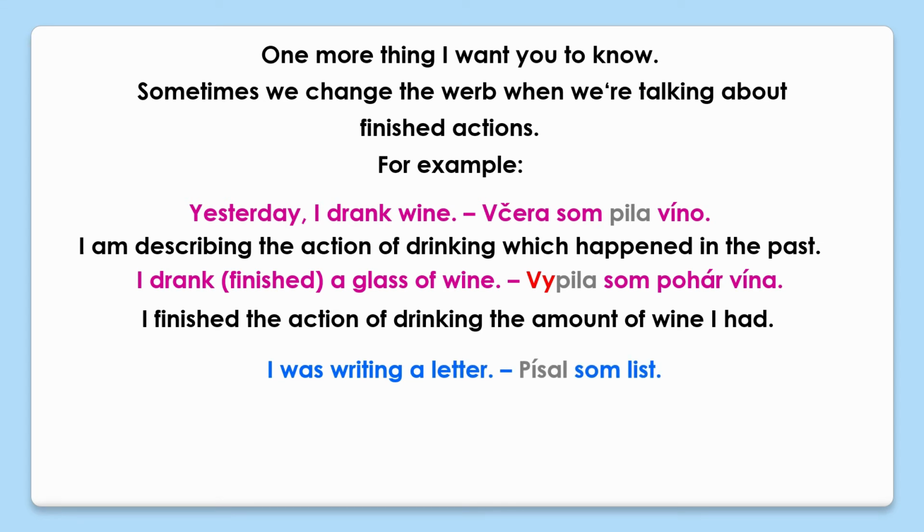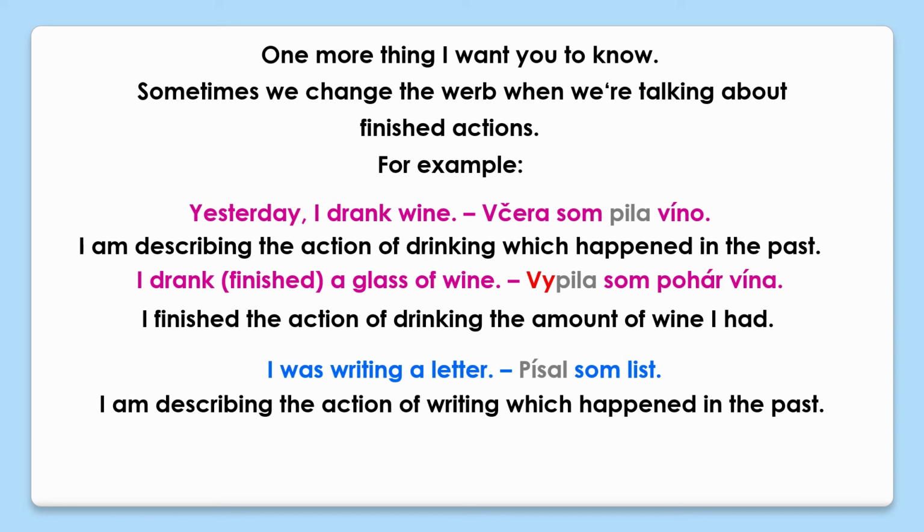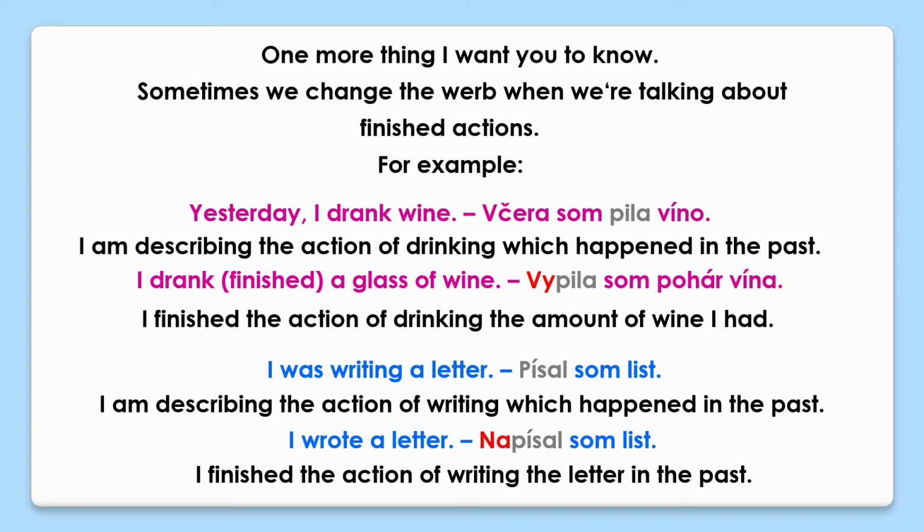I was writing a letter. Písal som list. Notice the verb písal. I am describing the action of writing, which happened in the past. But I can say napísal som list. And that means I managed to finish that action in the past.